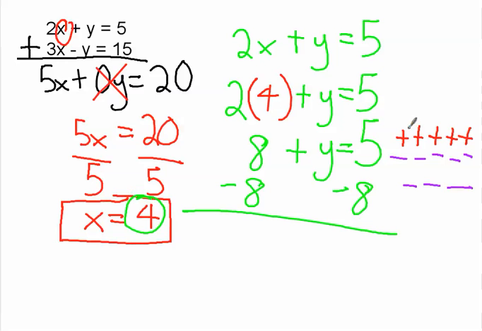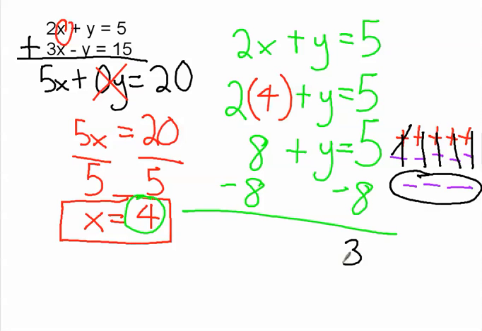One positive and one negative cancel out to 0. So all the positives and negatives that are lined up next to each other cancel out, right? And what are you left with after the 5 negatives and the 5 positives cancel out? You're left with 3, and they're negative. So y is going to equal negative 3.